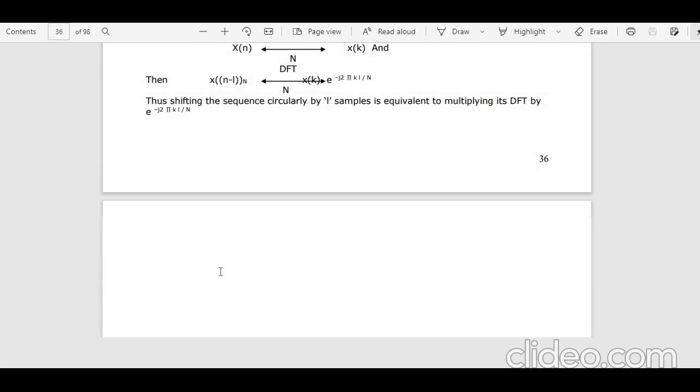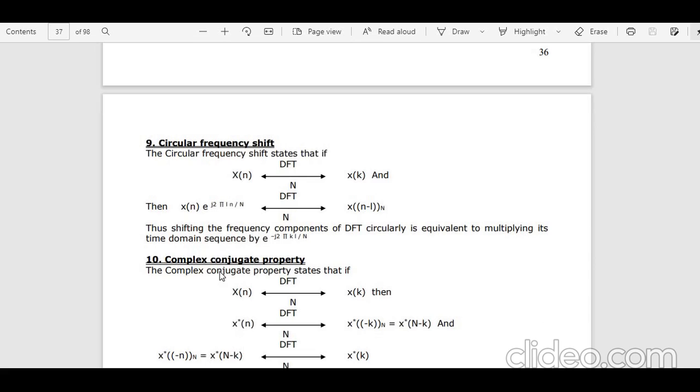In the frequency shift, we multiply x of n by e power, instead of minus j we take it as plus j, e power plus j 2 pi l n by N, where we are taking some other factor as l. This is called circular frequency shift.